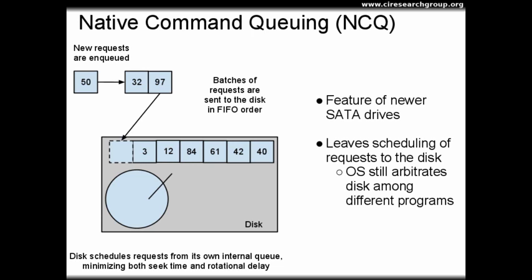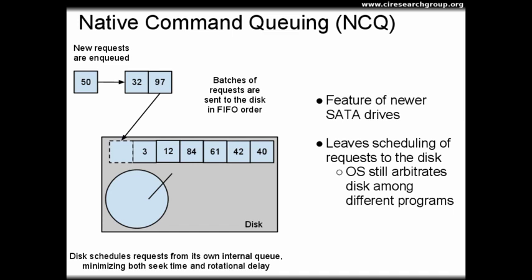Modern hard disks generally do qualify as high performance disks. The reason is that they implement something called native command queuing. This is a feature of newer SATA drives, and basically native command queuing leaves scheduling of disk requests up to the disk itself. The disk circuitry and firmware makes the decision about which request to handle next.